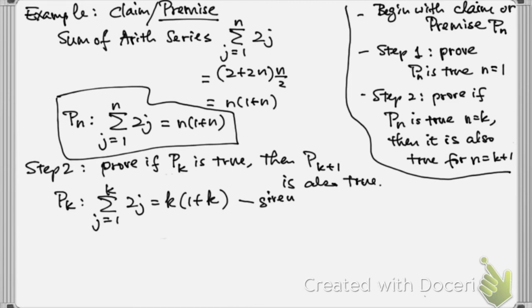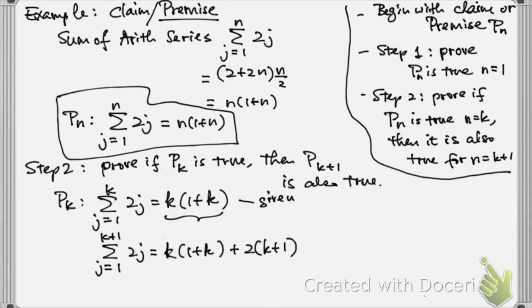If that is the case, then what if I add one more term to this? So summing from j equal to 1 to k plus 1, I'm adding one more term. That is going to be equal to the original sum, which directly comes from here, k times 1 plus k, and I'm just adding one more term to it. And what is that term? That term is 2 times k plus 1. This is the additional term that I'm adding.